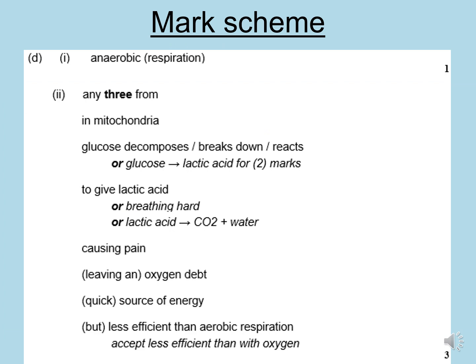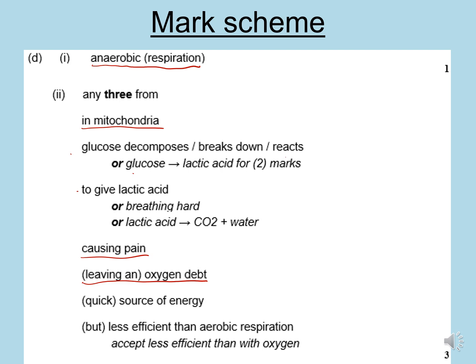Question D, part 1, when respiration occurs without enough oxygen, we call it anaerobic respiration. And for part 2, you could have given any 3 answers from these. If you mentioned anything about respiration occurring inside the mitochondria, or glucose being broken down or reacting, or giving lactic acid, that would be worth 2 marks if you'd just written that in one sentence. If you'd mentioned that lactic acid causes pain, it would have got you a mark. If you'd mentioned that there would be an oxygen debt, that would be worth 1 mark.